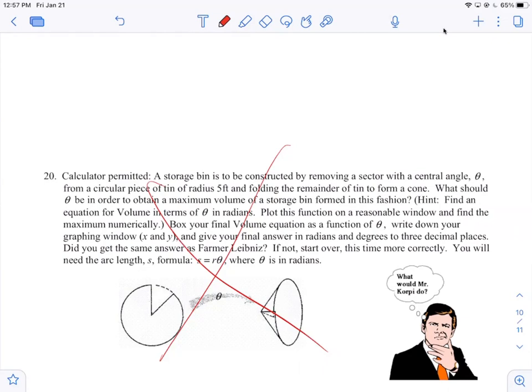Now we'll stop there. And if you know what size shirt you got, we can write it down. Any questions?